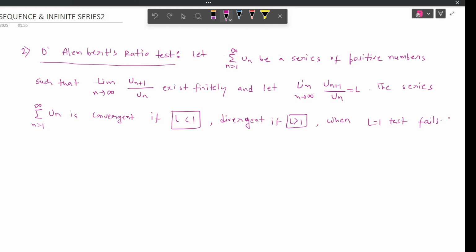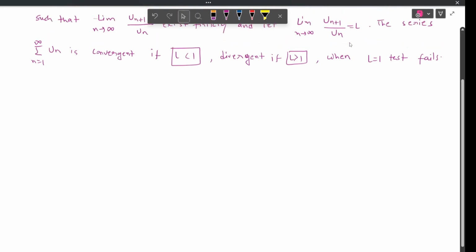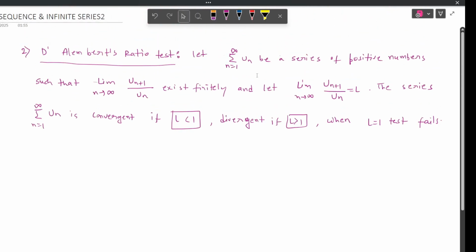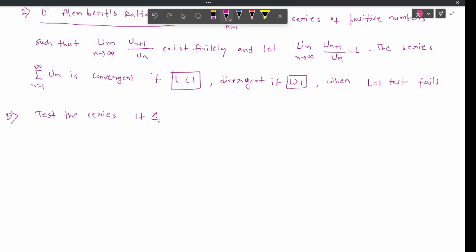Okay, now let us see one question: how to apply D'Alembert's ratio test, where to apply it, and which type of problem we can apply D'Alembert's ratio test to. So let's see one question. Test the series: one plus x by 2 plus x square by 5 plus x cube by 10, this series.